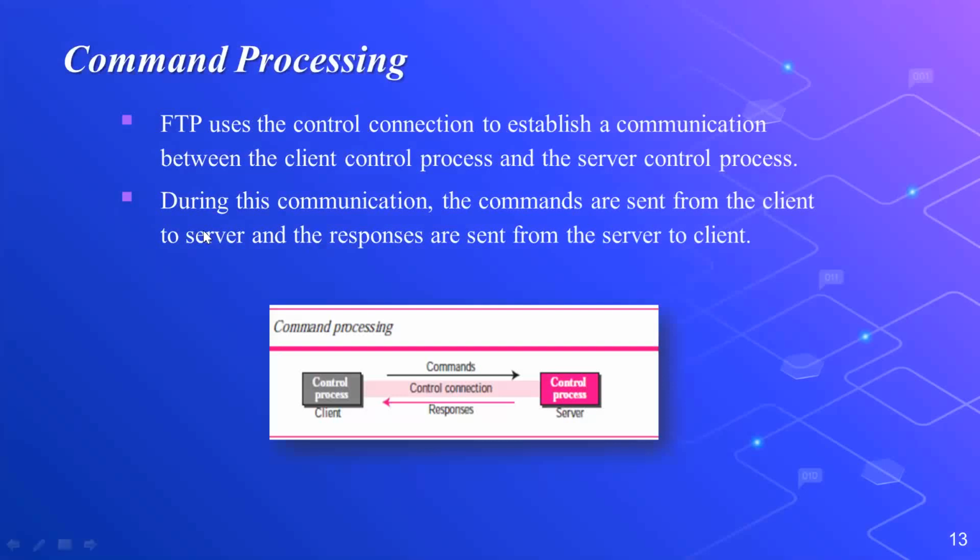So the next one is command processing. We have seen how the control connection is established between the control process client and the control process server. Once this connection is established, the control connection stays open for the entire FTP session. During this communication, commands are sent from the client, because the file is going to be transferred from the client side. So commands are sent from the client to the server, and the responses are sent from the server to the client.